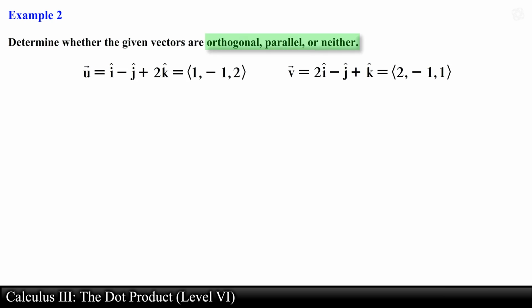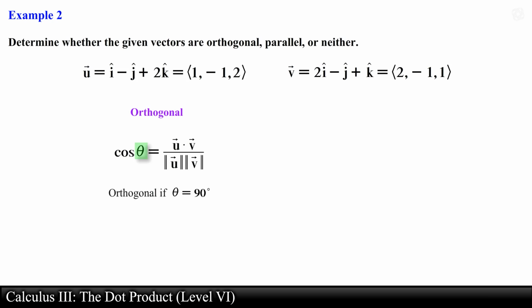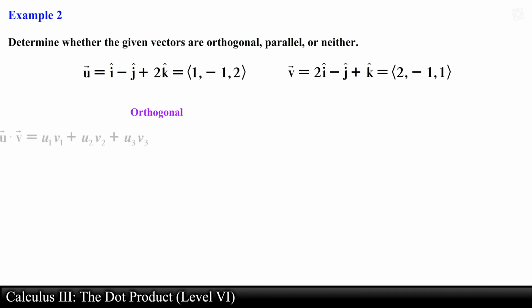We can determine this by systematically going through various tests. Let's first check and see if the vectors are orthogonal to one another. We can use the geometric definition of the dot product and solve for the angle between these two vectors, and check to see if it is equal to 90 degrees. But an easier method is to compute the dot product between the vectors by using the component definition of the dot product and check to see if the result is equal to 0.